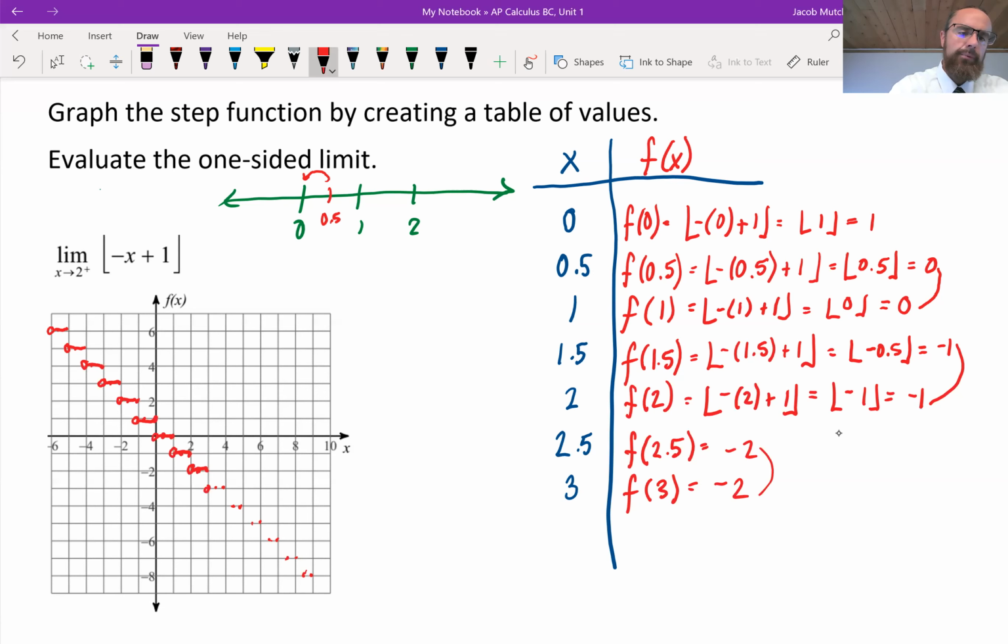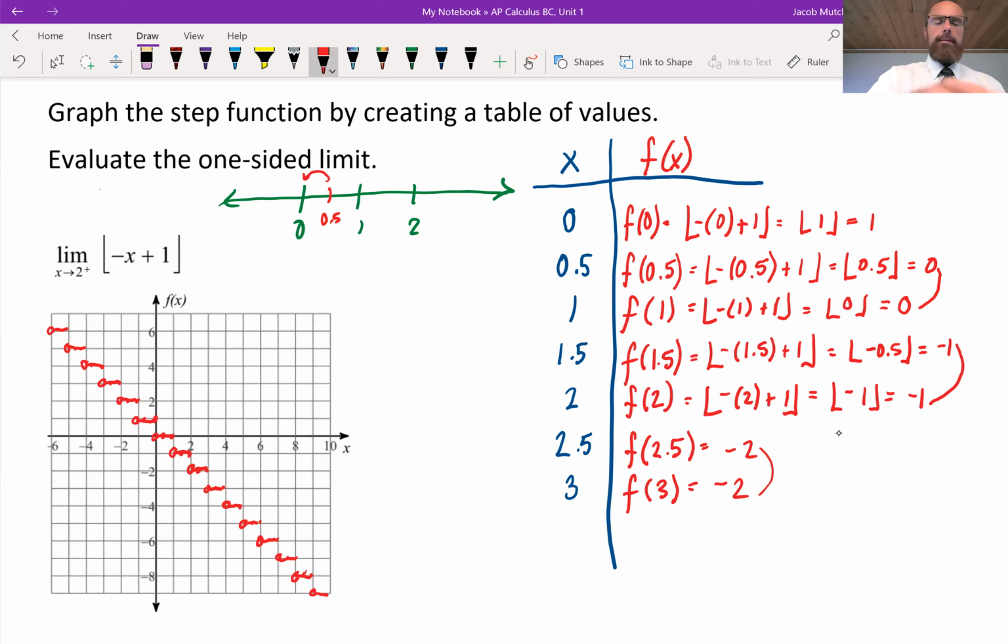And we can complete that graph with this same pattern throughout. It's very consistent. All right, so there's our graph. There's our graph of this step function of negative x plus 1. It definitely has the appearance of a linear function, but with the continuous line broken into parallel steps.